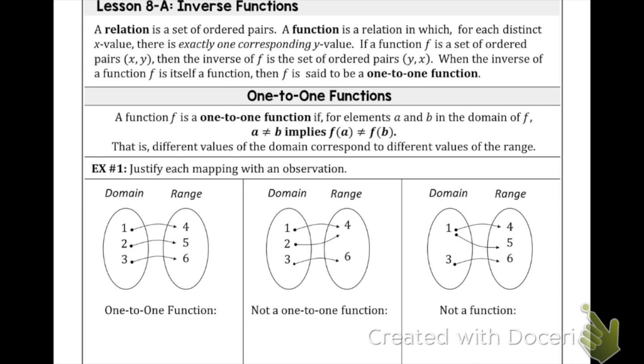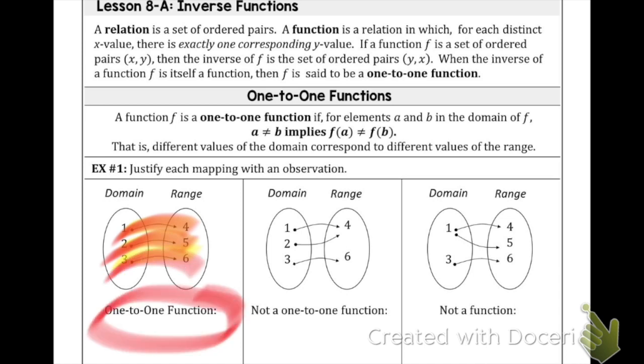is considered one-to-one. So if you look down at example 1, we have our mapping diagrams of our relations. This one is a function because 1's only mapped to 4, 2's mapped to 5, 3's mapped to 6. And if we go backwards, the opposite direction, 4's only paired with 1, 5's only paired with 2, 6 is only paired with 3, which makes it a one-to-one function.